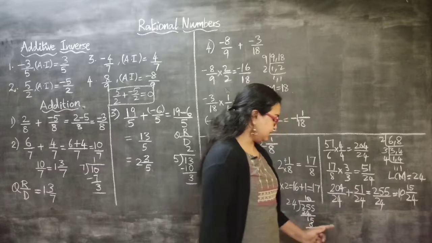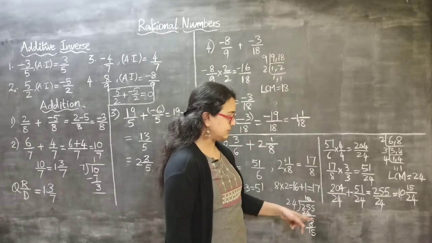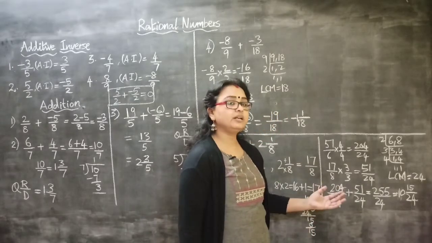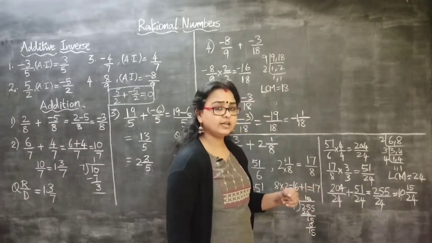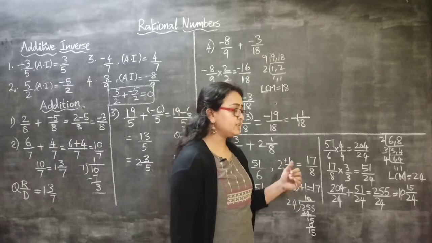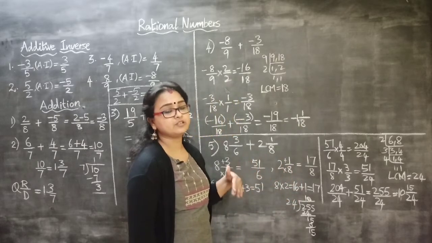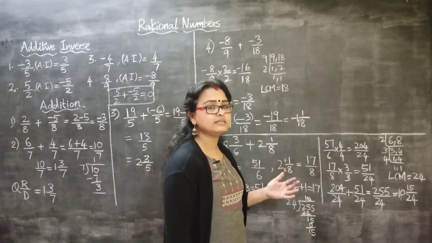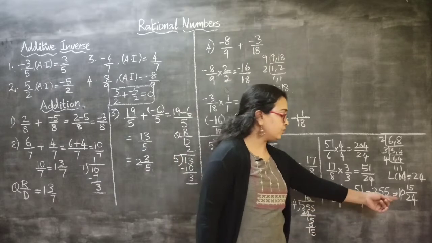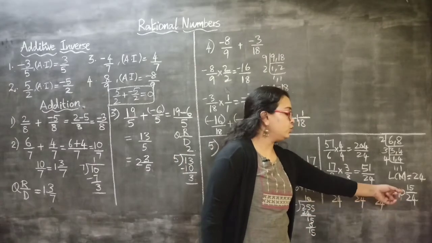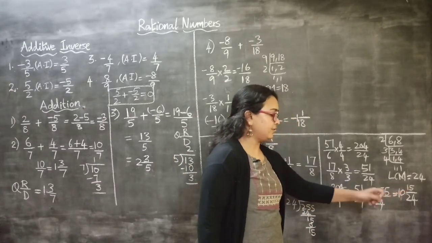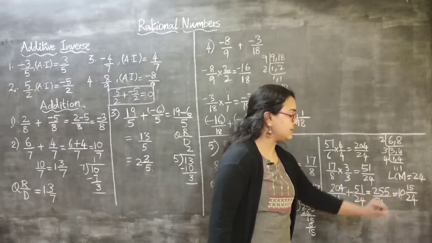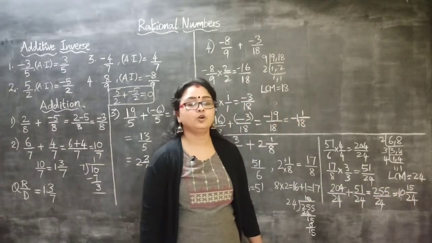After converting this here, you can see the division method which I have shown here to convert into mixed fraction. Why we are converting into mixed fraction? It is compulsory, when the question is in the mixed fraction, to give the answer also in the mixed fraction. So 24 tens are 240, 240 plus 15 is 255. That is how we are getting the answer as 10, 15 by 24.